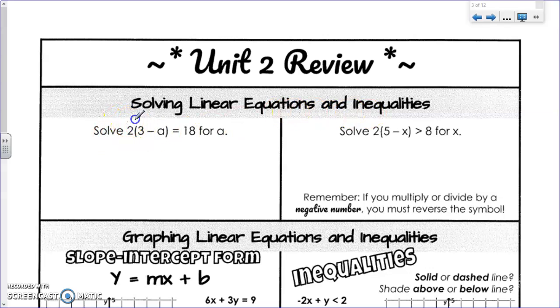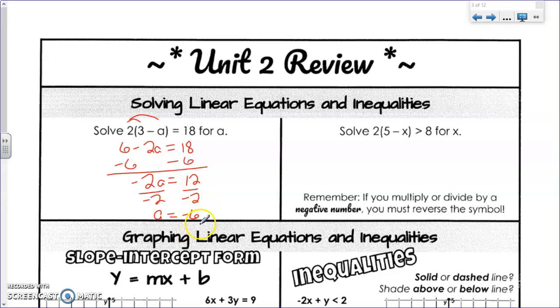So here we need to distribute first, and we get 6 minus 2a equals 18. Subtract 6 from both sides. Negative 2a equals 12. Divide by negative 2. So a equals negative 6.